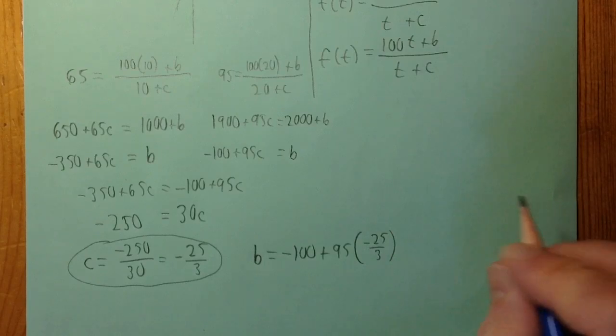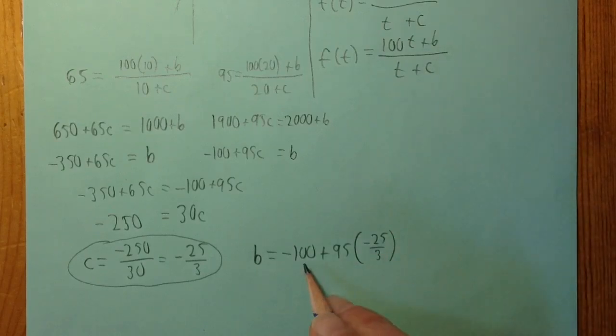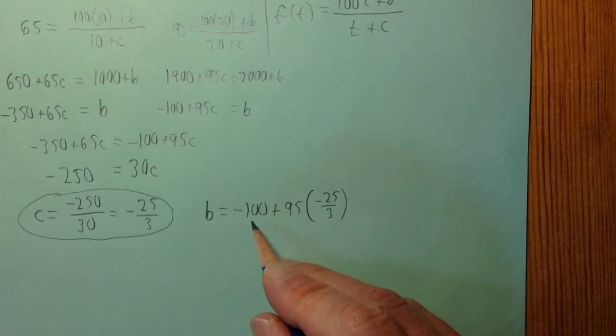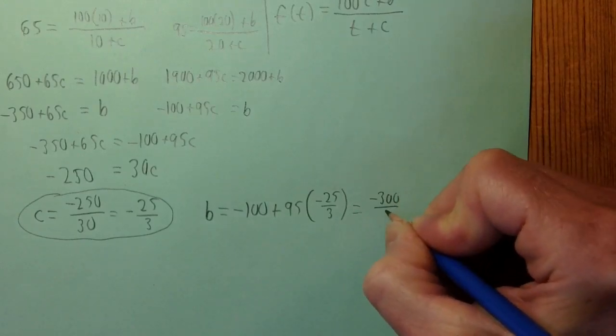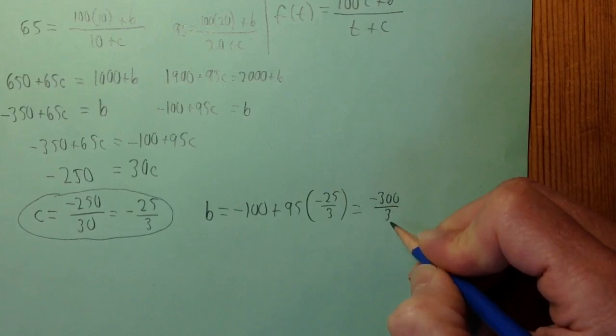Okay, that's not going to be pretty either. Let's change this all to thirds. Negative 100 is negative 300 over 3, right? Negative 300 by 3 is negative 100. That's right.